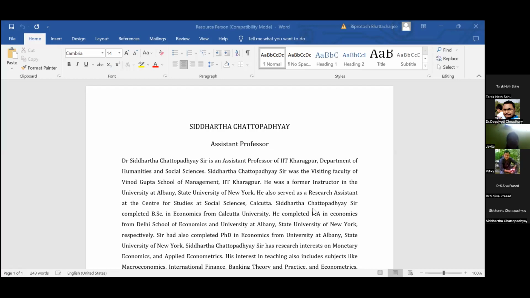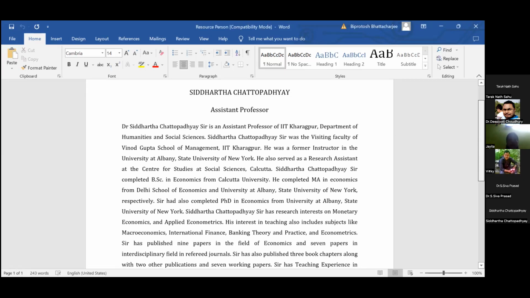Sir completed BSc in Economics from Calcutta University and MA in Economics from Delhi School of Economics and University at Albany, State University of New York. Sir has also completed PhD in Economics from the University at Albany, State University of New York. Sir has research interests in monetary economics and applied econometrics. His teaching interests also include macroeconomics, international finance, banking theory and practice, and econometrics.